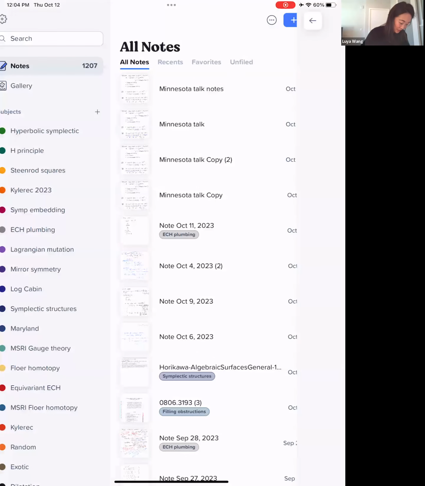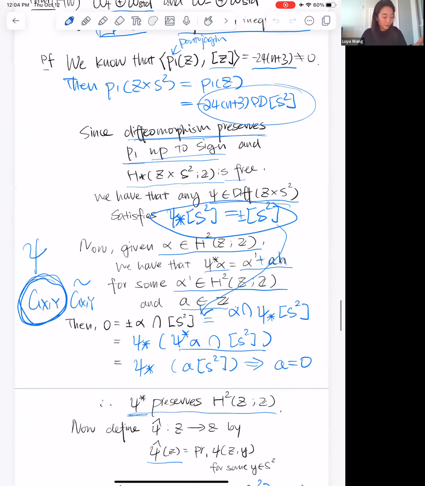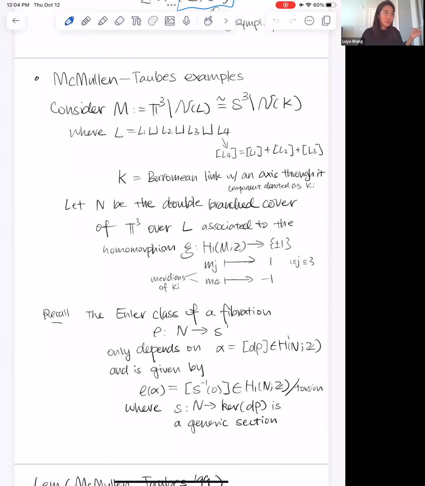Thanks for your question. So the next type of example is the McMullen-Taubes example. So McMullen-Taubes in their 99 paper have 2 types of examples. One of them is simply connected, where the C1s are differentiated by Seiberg-Witten invariants. But we're actually looking at their simpler example, which is just a double branched cover. So let me go through the examples. This one is actually different from Ivan's example, at least at a glance.